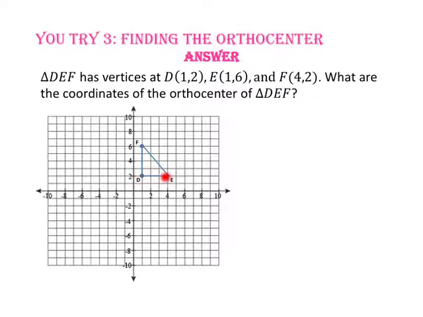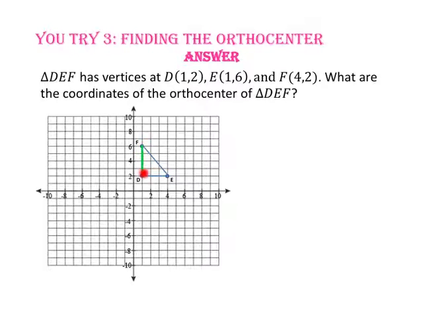Since segment DE is vertical, we know that the line perpendicular to it will be a horizontal line. Since the angle opposite side DE is F, it will be the horizontal line from point F over to side DE. So our first altitude will actually be side FD.